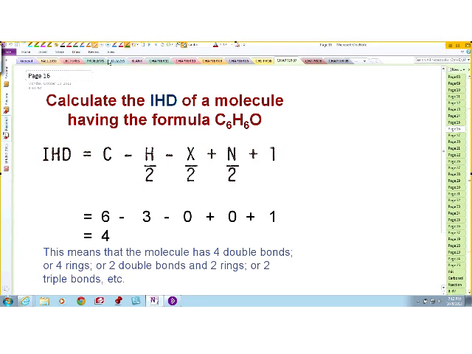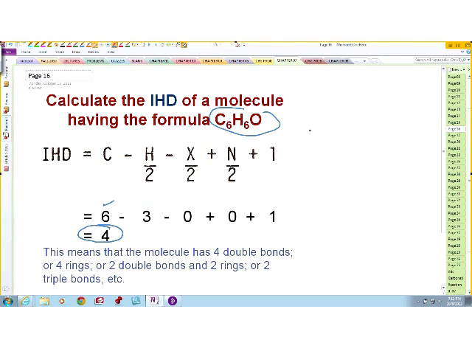If you use this formula, the number of carbon atoms in the formula they have given us is 6. Then the hydrogen: the number of hydrogens is 6, divided by 2 is 3. You do not have any halogen, so that's 0. No nitrogen, that is 0. Then plus 1. So the IHD is 4. So if we have an IHD of 4 in the molecule, what does that tell you? What does that mean?